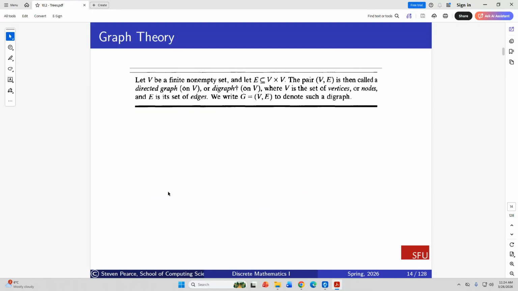Here we've seen this already, okay? The edge set is a subset of the Cartesian product of the binary relation V cross V, the vertex set with itself. Okay, so that's the edge set. We know what the vertex set is. A directed graph, or digraph, where V is the set of vertices or nodes and E is the set of edges. So this is how we write it.